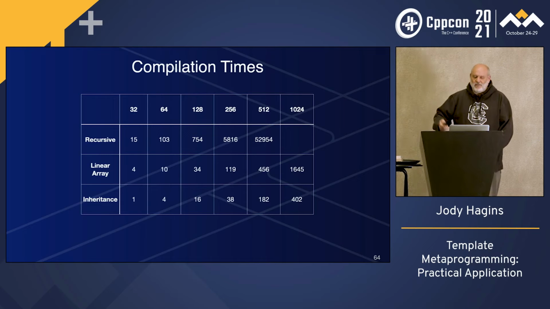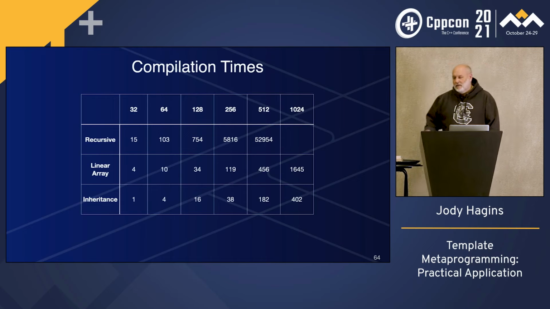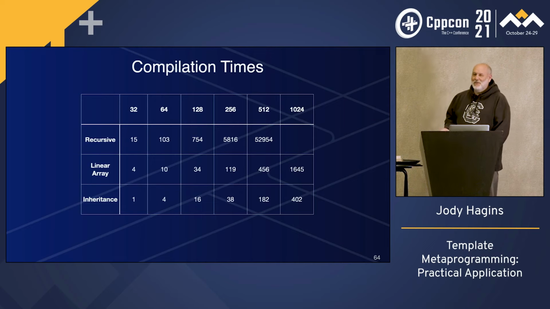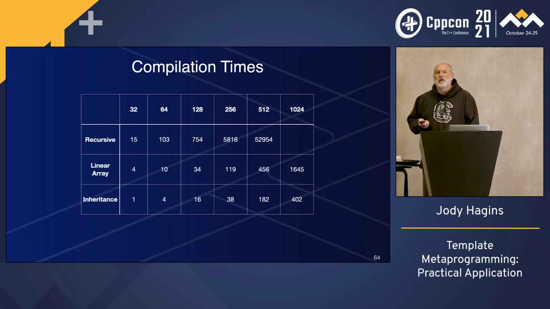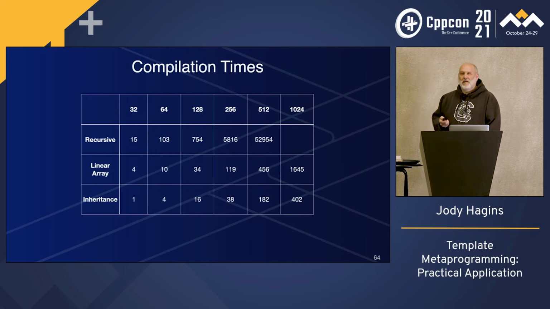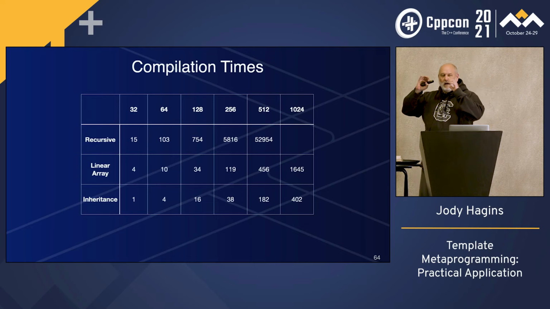I stopped recursive at 512 because I just didn't run it after that. It was wasting my time. But you can see that this inheritance is much faster than the others. And so there is a win. You do have to pay for it with, I want it to be unique.